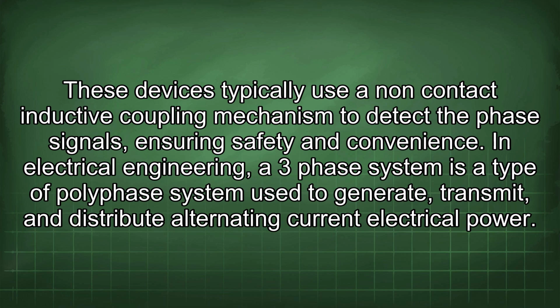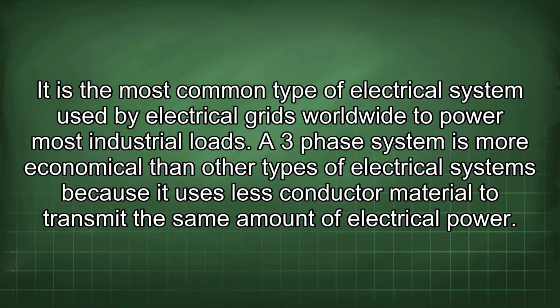These devices typically use a non-contact inductive coupling mechanism to detect the phase signals, ensuring safety and convenience. In electrical engineering, a three-phase system is a type of polyphase system used to generate, transmit, and distribute alternating current electrical power. It is the most common type of electrical system used by electrical grids worldwide to power most industrial loads. A three-phase system is more economical than other types of electrical systems because it uses less conductor material to transmit the same amount of electrical power.